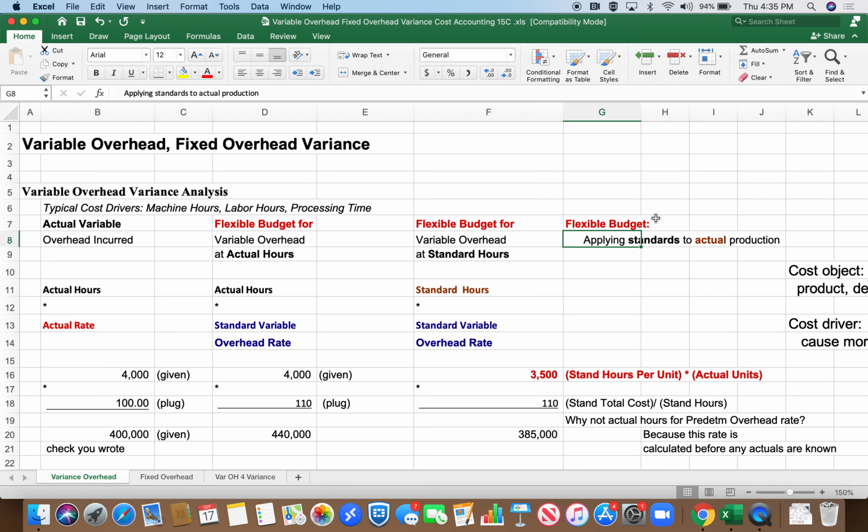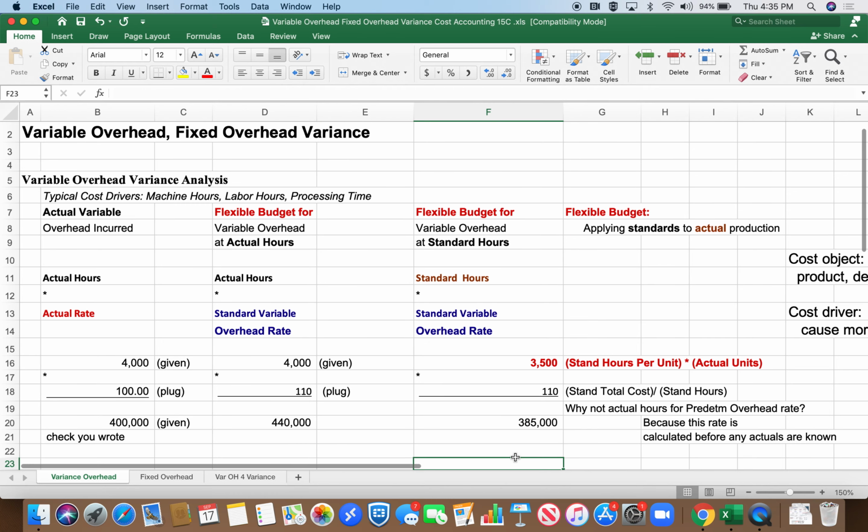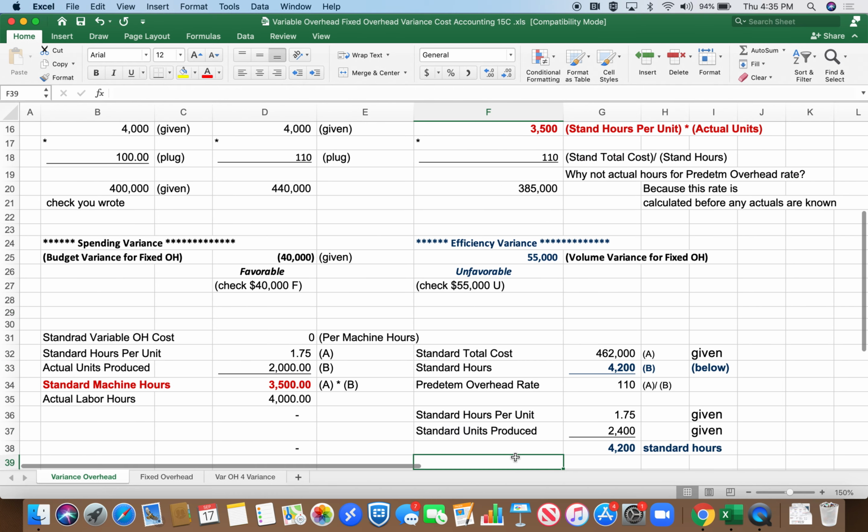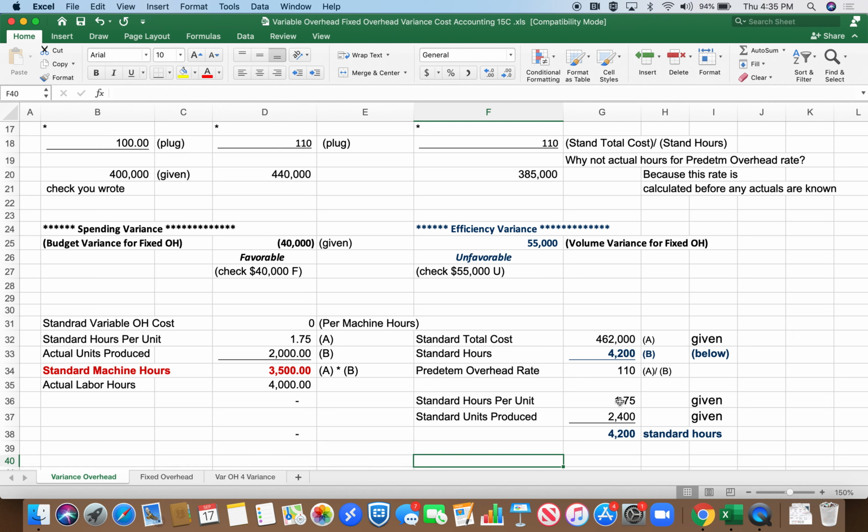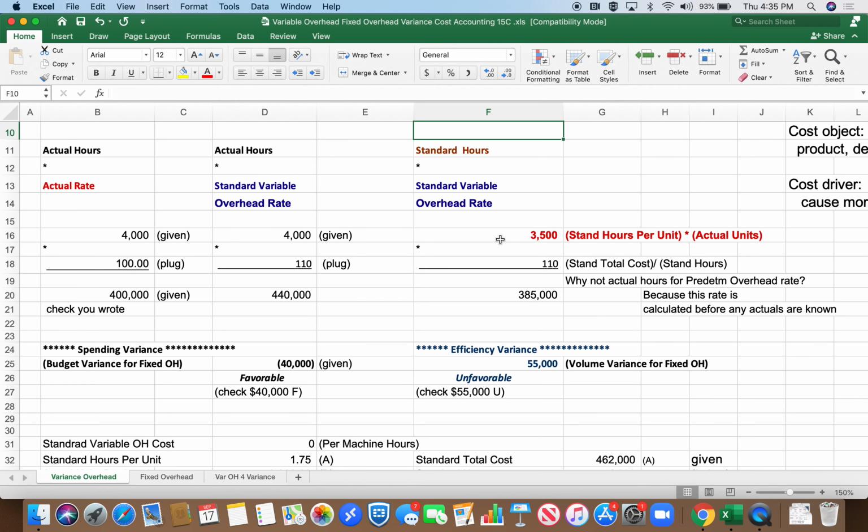So a flexible budget is applying standards to actual production, because what's going on here in the middle is applying a standard in blue to actual production, which is hours in black. To go into a little more detail, down here, and I'm not going to go through the whole thing, we figure out what we call a predetermined overhead rate. We figure out hours per unit, some assumptions about the units we're going to produce, and that's how we come up with the standard, which is up here.